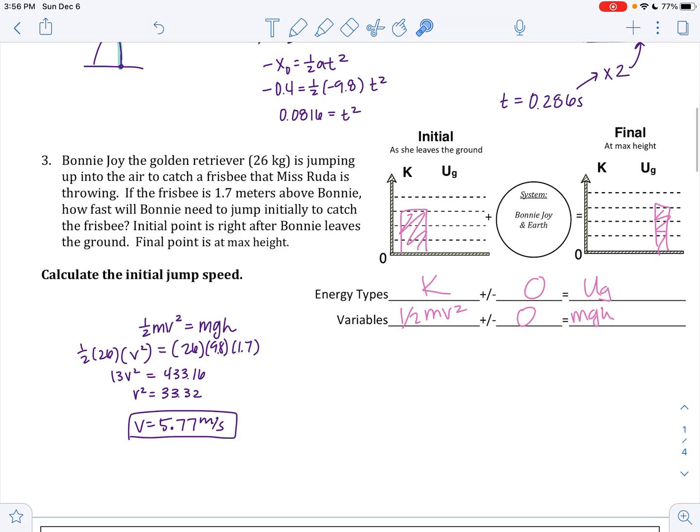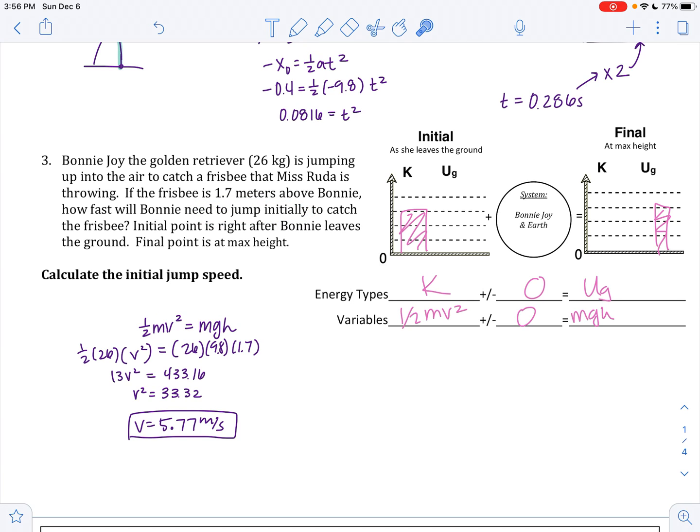All right, next one is an energy one. So we have a golden retriever jump into the air to catch a frisbee. Frisbee is 1.7 meters above. How fast is she going to need to jump initially? So like what's her launch velocity to catch the frisbee? So we know the height, and we're trying to figure out how fast.